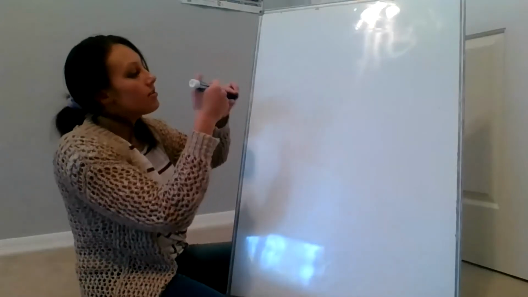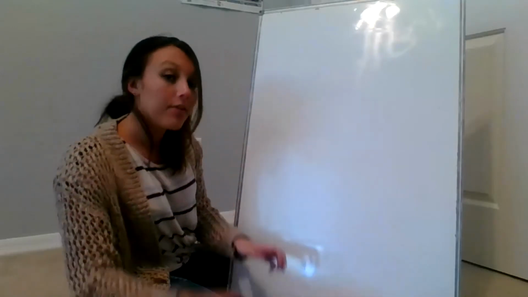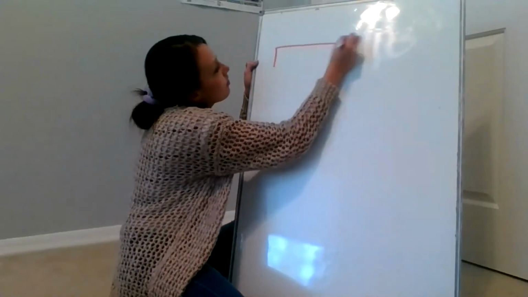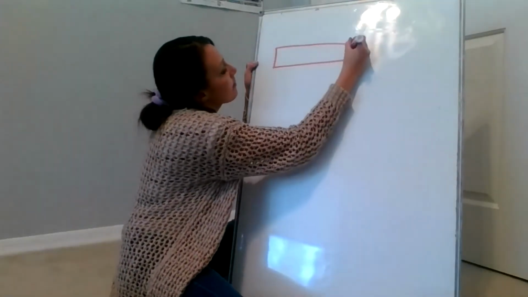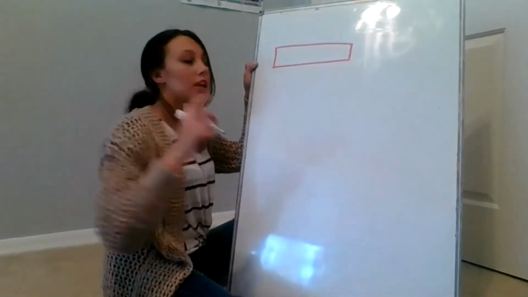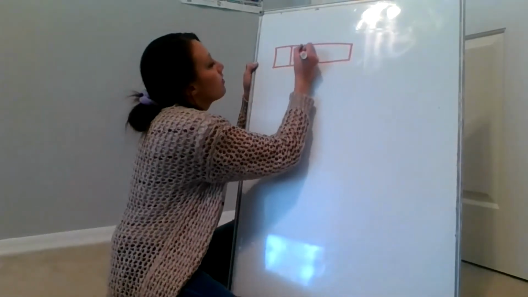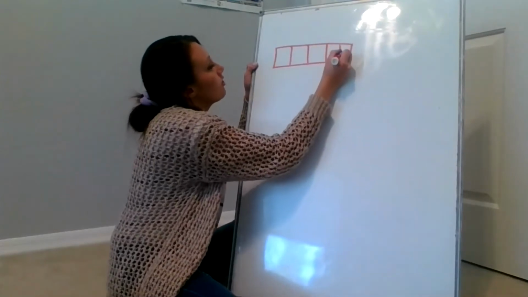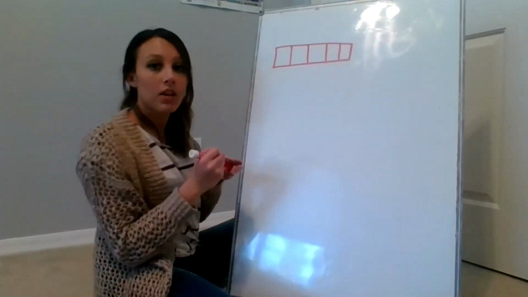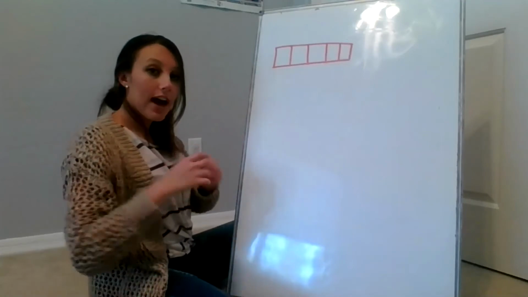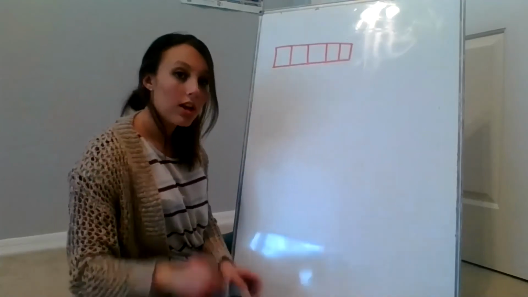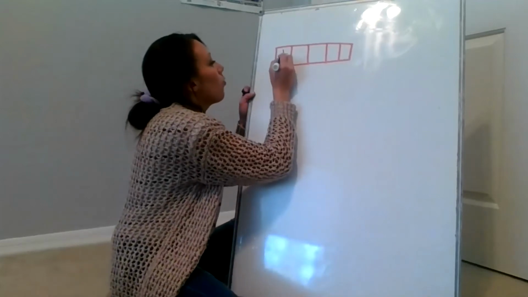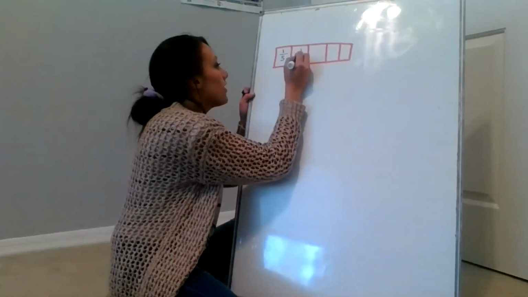I'm going to draw out my new bar diagram for this problem. I'm going to draw a new rectangle, and this time I'm going to divide it into 5 sections. Just like that. So if this is divided into 5 sections, each of our little pieces is equivalent to 1/5. So I'm going to write 1/5 inside of each of these.